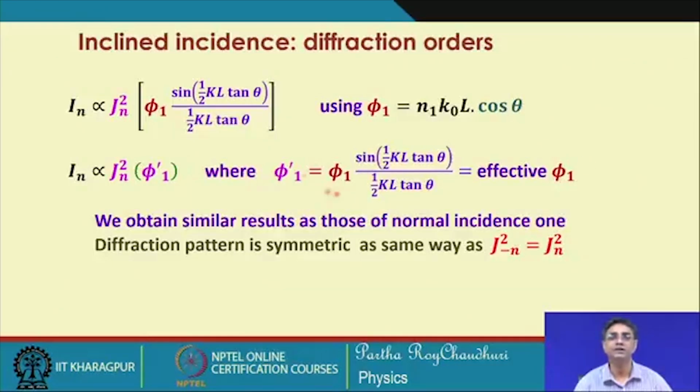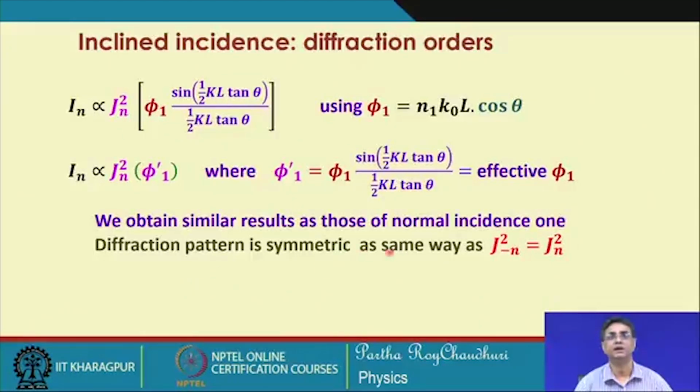So, after doing all these things, we could actually represent the transmitted, that is the diffracted beam amplitudes in terms of the same form, that is phi, and we obtain similar results as those, but this phi 1 is now phi dashed, an effective phi, because all other quantities are going to modify the value of phi 1. Originally this was phi 1 and now this quantity is multiplied with this.